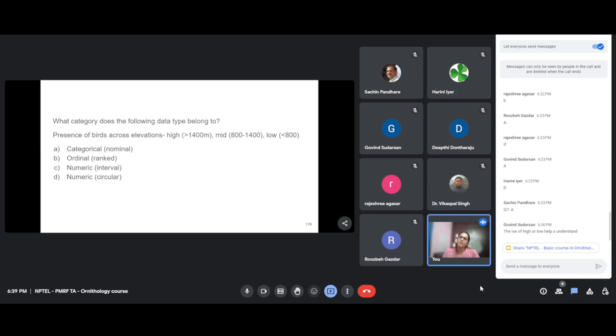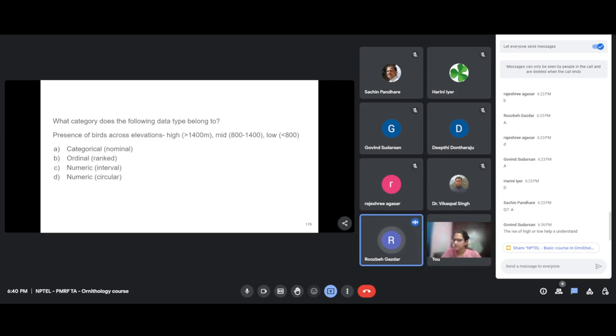So for that you have these particular categories that can be ranked. High, medium and low can be ranked. And I think Sachin also mentioned age. You can have juvenile, sub-adult, adult, different types of categorical variables that can be ranked. They fall under the ordinal ranked data type.